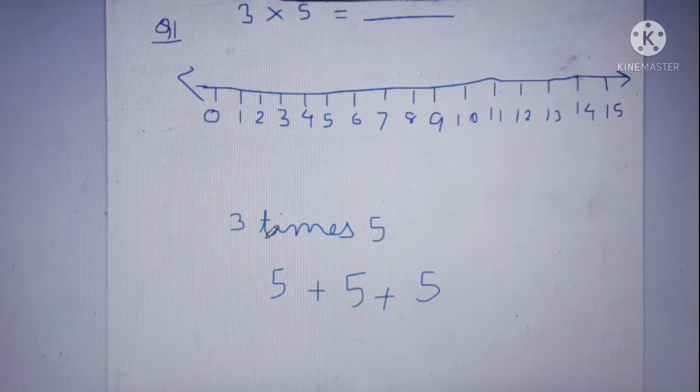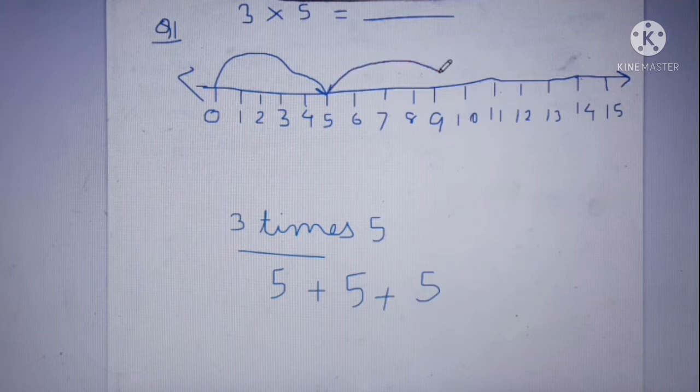Okay. Now what is written here? 3 times 5. 5 is how many times, children? 3 times. Now let's jump 5 3 times. So from 0 we will start from 0 to 5. This is 1 time, right? Then 5 plus more 5. 5 plus 5 makes it 10. Then we'll jump to 10.